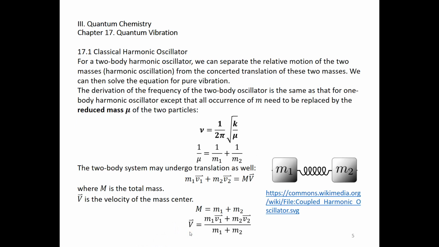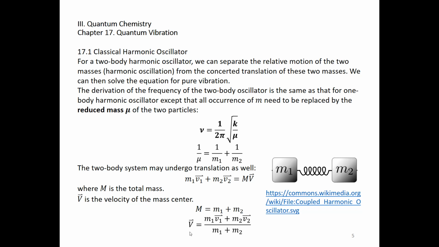For a two-body harmonic oscillator, we can separate the relative motion of the two masses, considered as the harmonic oscillation, from the concerted translational motion of these two masses. We can then solve the equation for pure vibration. So the idea is to separate the translational motion of the two masses from their vibrational motion.